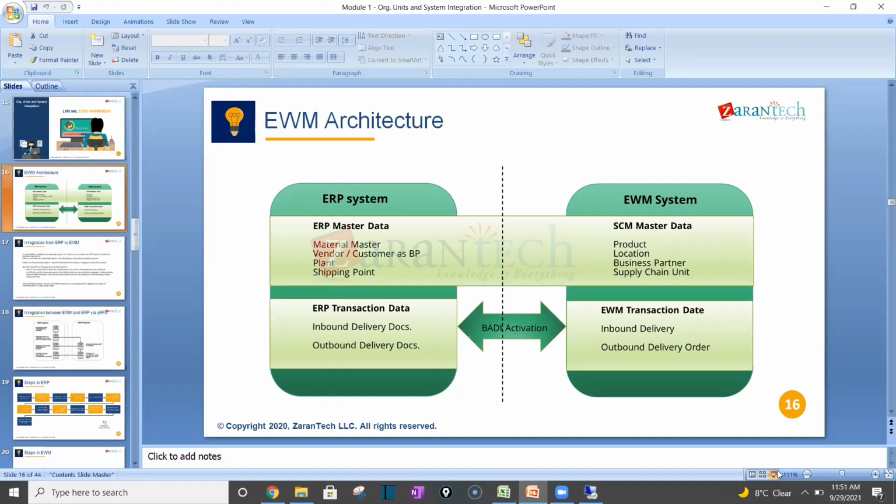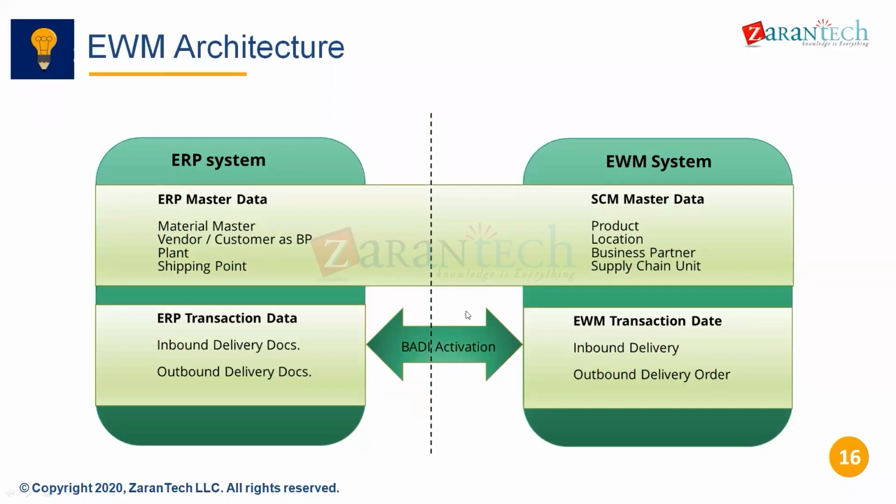So I'll just quickly give you the definition of what our goal should be for this integration. At the end of this integration settings, I'm going to take you through some basis settings and some functional settings. At the end of this, when we create a product, we should be able to extend it to EWM, or if we create a delivery, it should come to EWM, and when we do a GR, it should flow to ERP. So our aim is that there should be seamless communication between the systems.